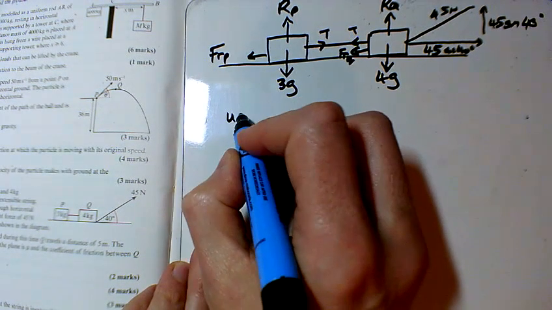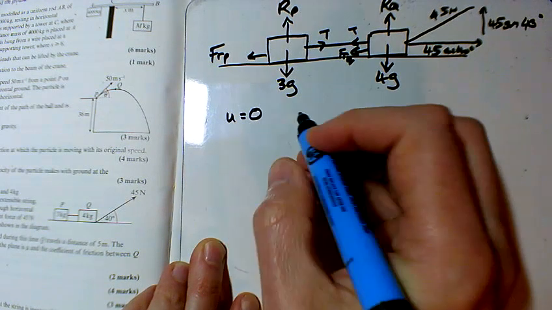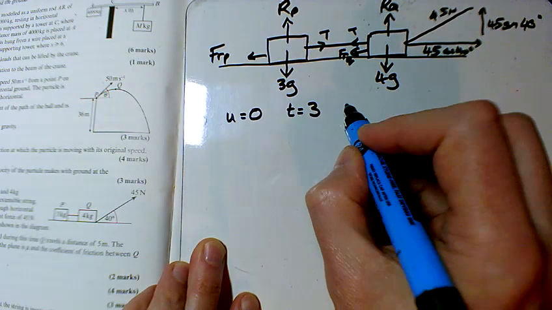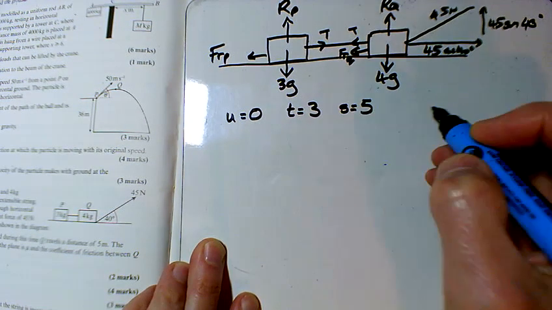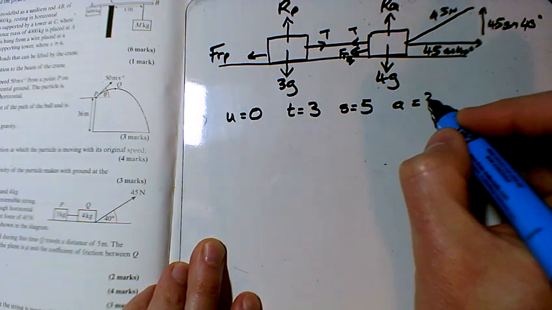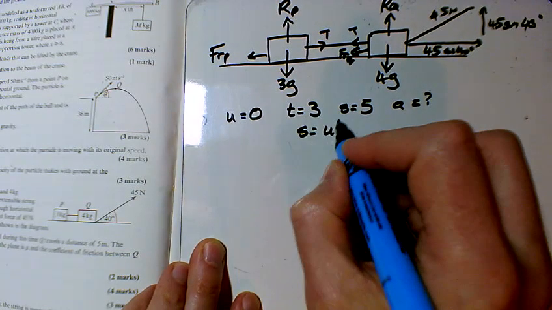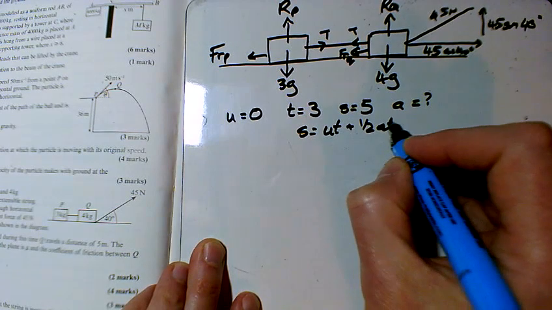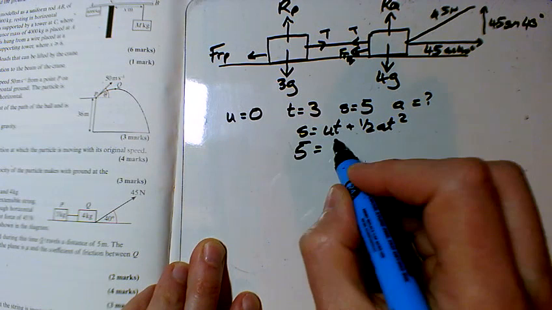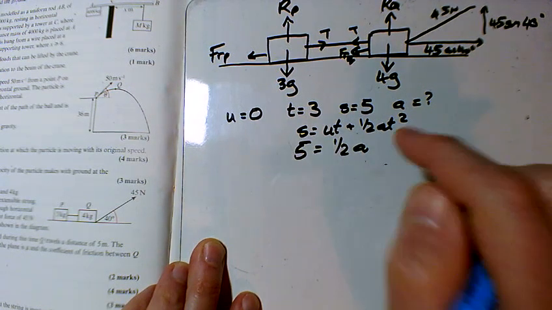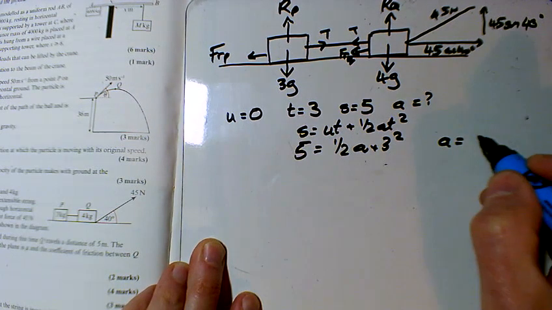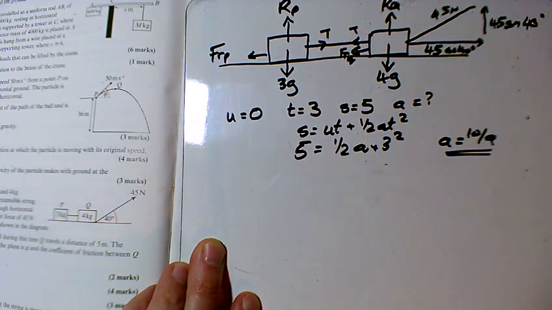Well, it starts at rest. We've got the time of 3 seconds, and it says it travels a distance of 5 meters. Find out what your acceleration is. So I'm just going to use an S equals ut plus half at squared there. So I've got S is 5. That bit's nothing. So I've just got half times A times 3 squared. I've got 10 over 9. I've got the acceleration to be 10 over 9.